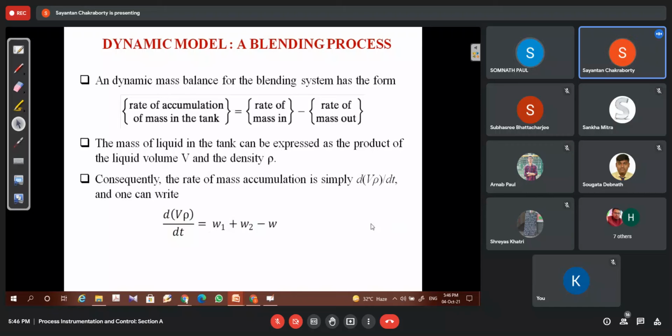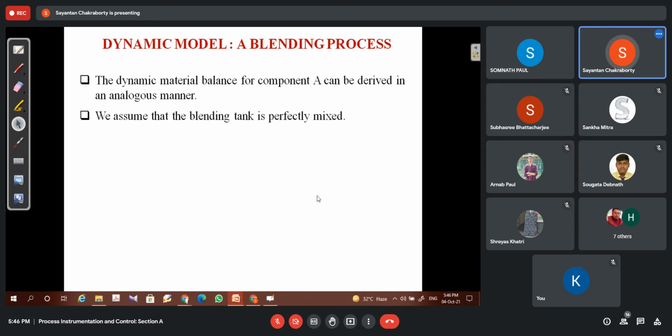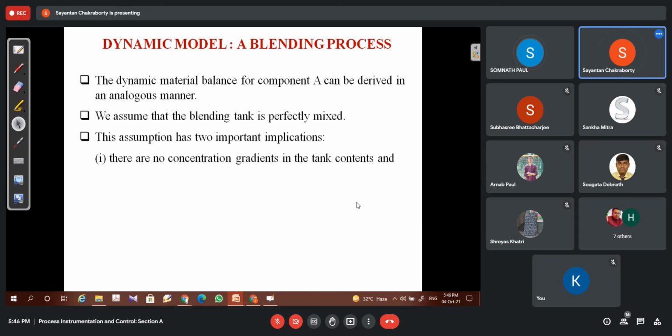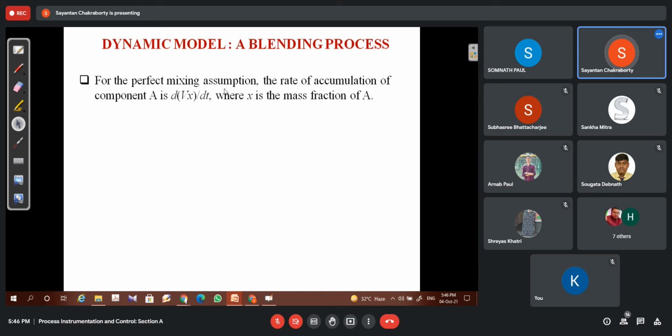W1 plus W2 minus W, where W1, W2, W are already defined as mass flow rates. This is one mass balance. Similarly, the material balance of component A, with the assumption that the blending is perfectly mixed, that is, there is no concentration gradient in the tank, and the composition of the exit stream is the same as the tank composition.